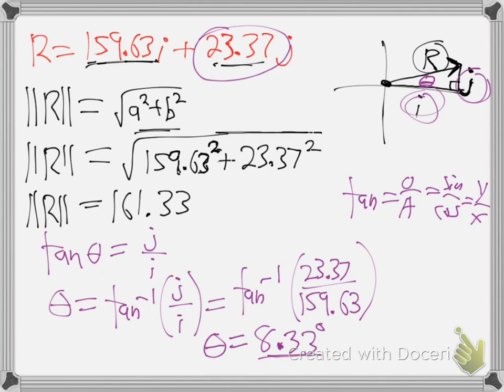8.33 degrees there. So that's the angle of the resultant force. We don't have to use inverse tangent all the time. I mean, since we know all the angles, we can use inverse sine or cosine. Yes, you're right. You could.